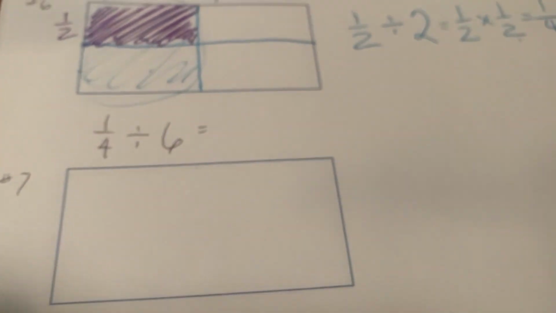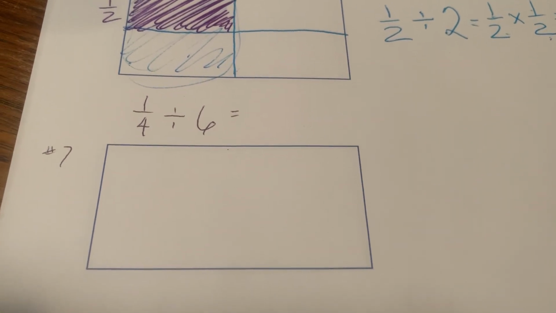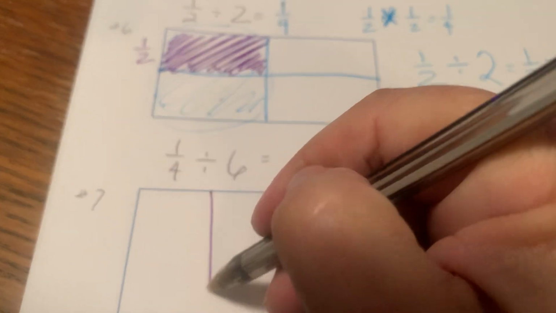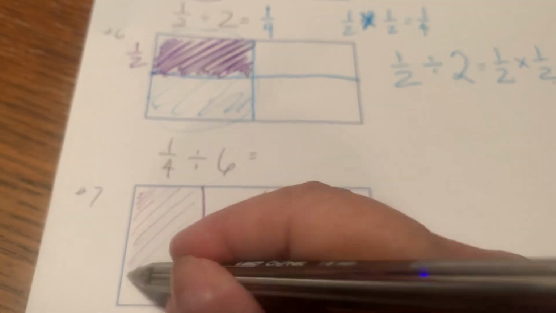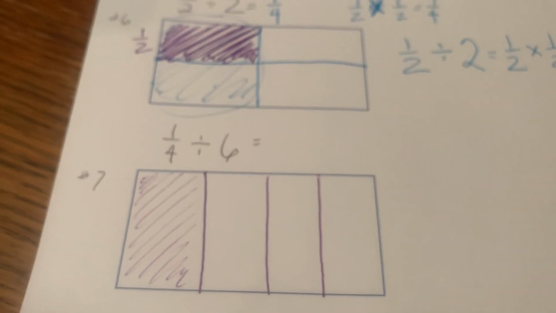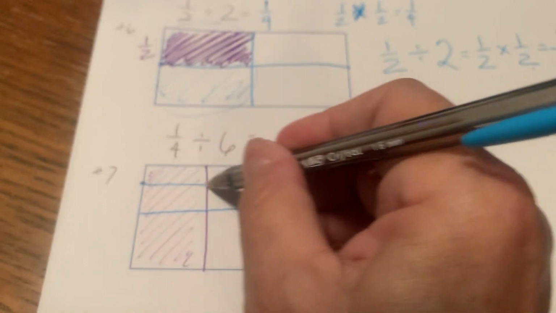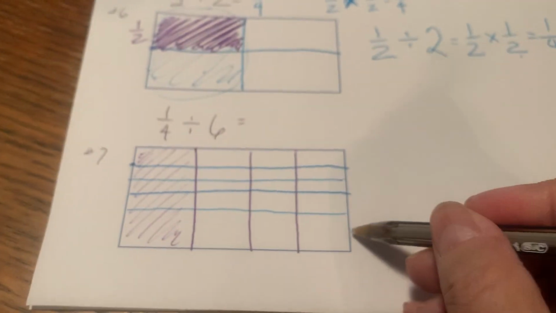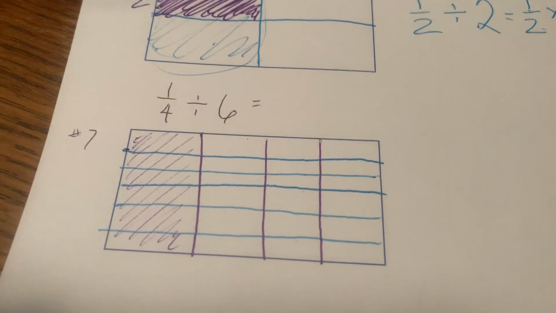Okay, one more. So this problem asks us to think about 1/4 divided by 6. So let's find a fourth first. 1, 2, 3. So there's 1/4. And then we need to divide that fourth into 6. Oh boy, this is going to be tricky. So I'm going to do half first, and then divide each half into thirds. So I ended up with 1, 2, 3, 4, 5 lines, just like I should have.